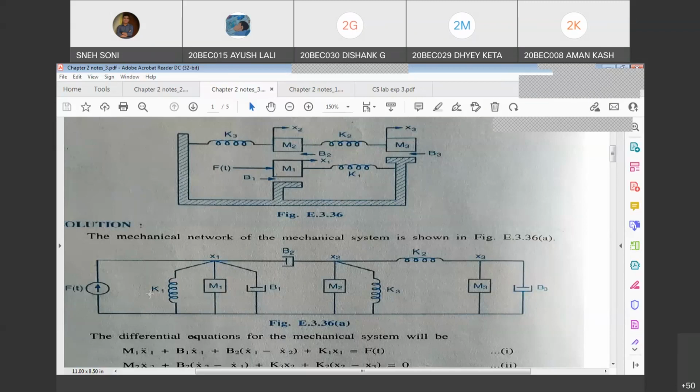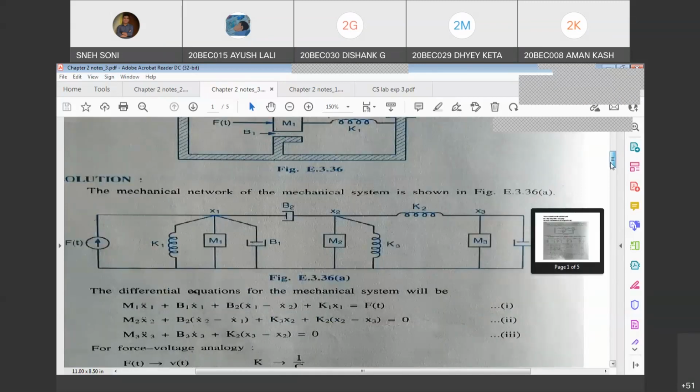For K, you need to write C. 1 by C actually, but you will write C1 in bracket, you will write 1 by K1. Okay, if you recall. For M1, what you will write? L1. For B1, what you will write? R1. Same way for B2, R2. M2, L2. K3, 1 by C3, or C3 into bracket 1 by K3. K2, 1 by C2. M3, L3, B3, R3. And X1, X2, X3 are nothing but, if you do replacement with force voltage, x1 is q1, x2 is q2, and x3 is q3. But we replace with x1 dot, x2 dot, and x3 dot. So I1, I2, I3 will be there in three loops.